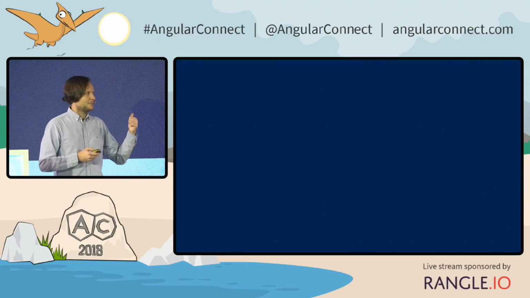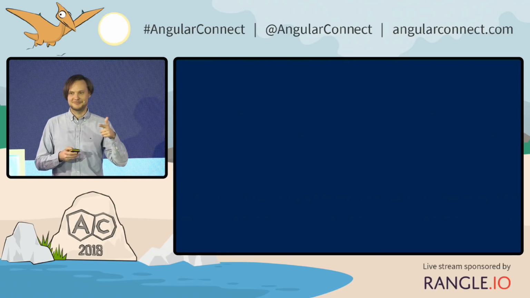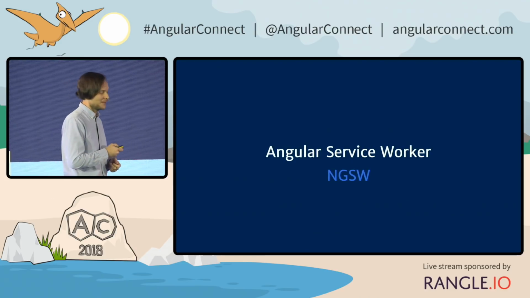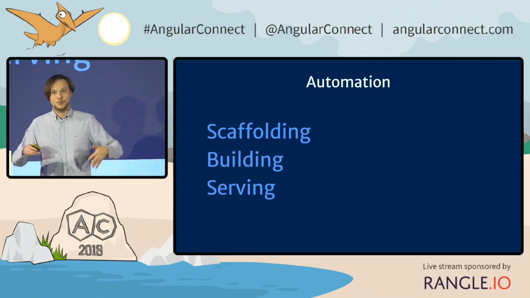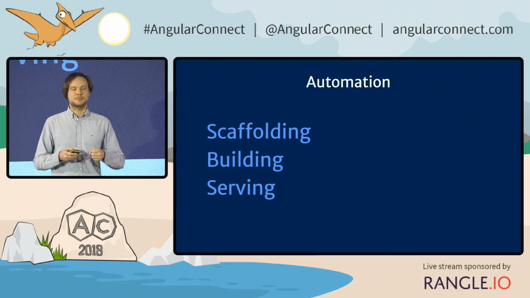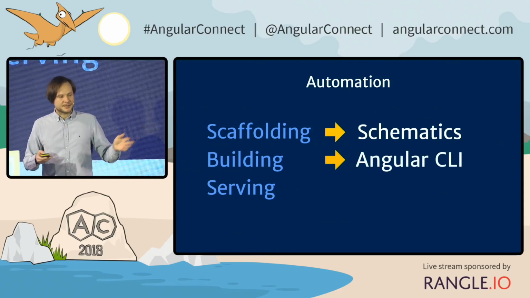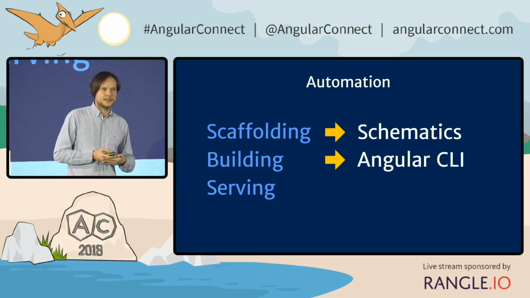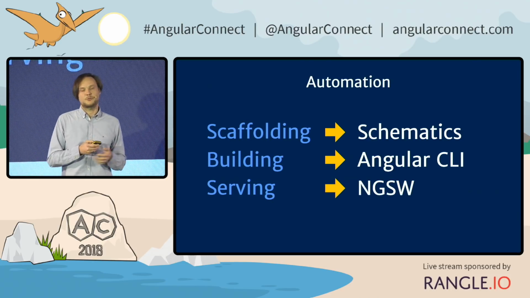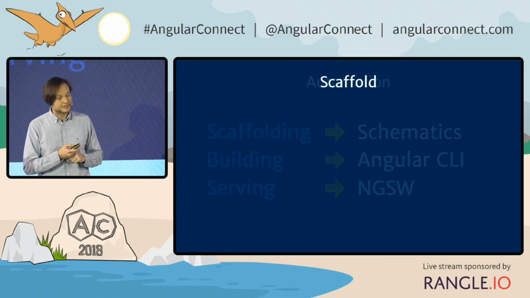Okay, now time for me to test you. What do we show on the blue background? Right, Angular Service Worker, or NGSW. How do we start? And what's it all about? It's all about automation on all the steps of the flow. For scaffolding, we use schematics. On building, we use the power of the CLI to generate some things we need. And on serving, NG Service Worker itself. So NGSW is Angular Service Worker.